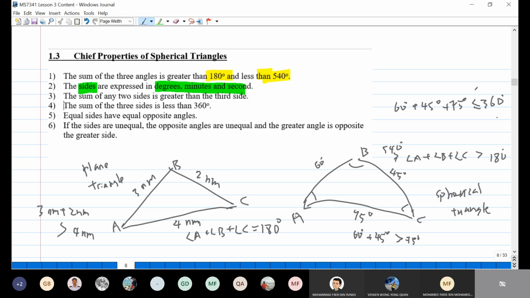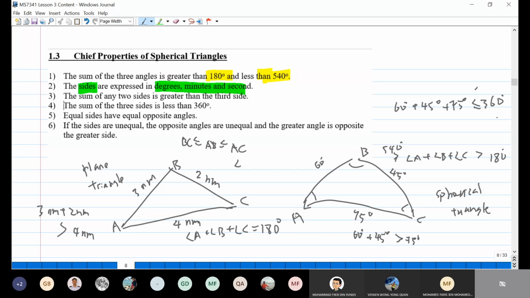And then, equal sides have equal opposite angles. So if two sides are equal, then the angles opposite them are also equal. The last part is also very typical for a triangle: the bigger the angle, the longer the side. For example, from the picture, you can find that AC is the longest side. It's greater than AB, greater than BC.